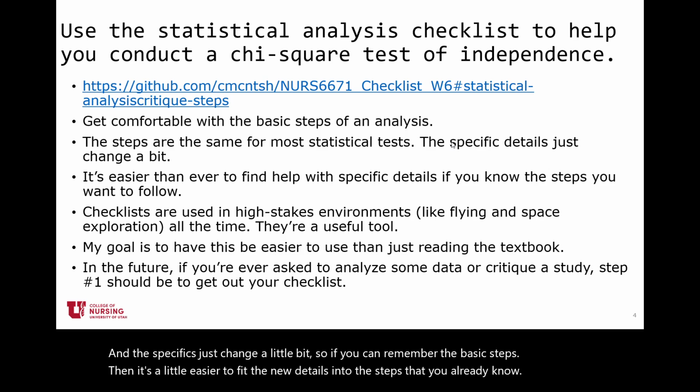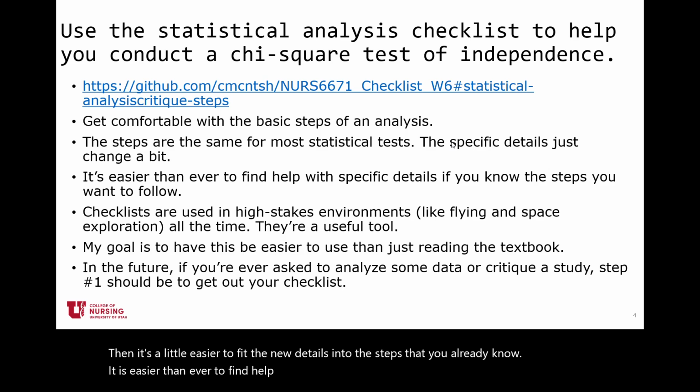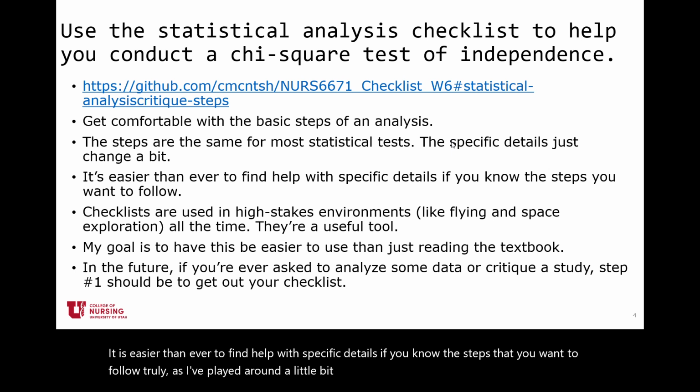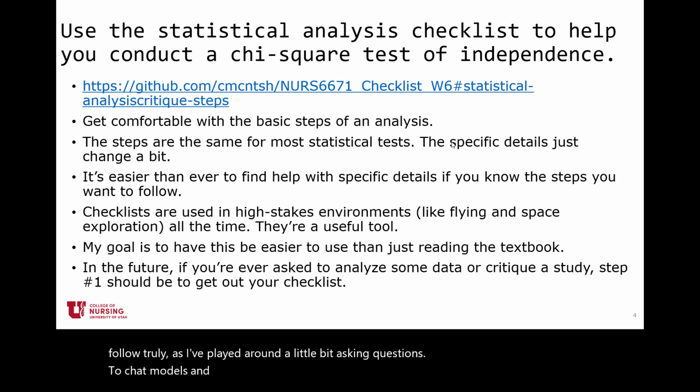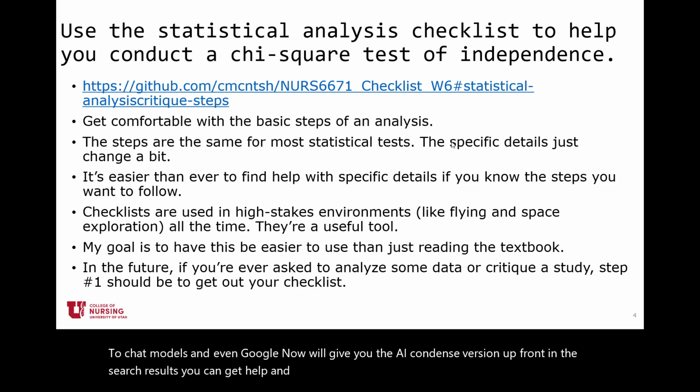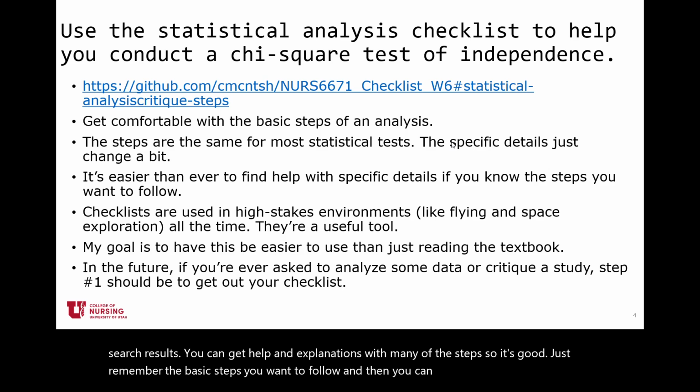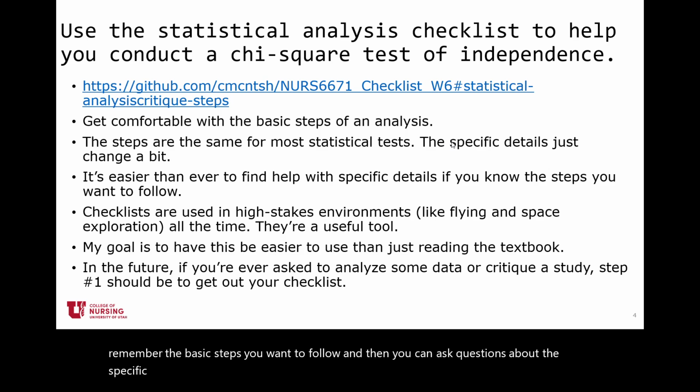It is easier than ever to find help with specific details if you know the steps that you want to follow. Truly, as I've played around a little bit, asking questions to chat models, and even Google now will give you the AI condensed version up front in the search results. You can get help and explanations with many of the steps. So it's good just to remember the basic steps you want to follow, and then you can ask questions about the specific details.